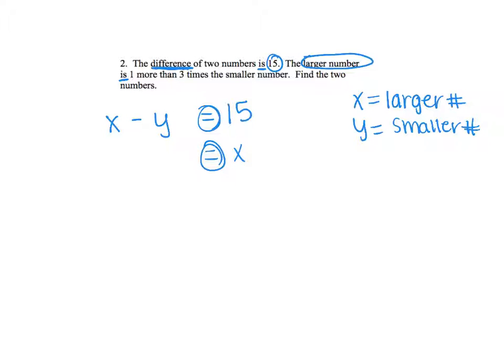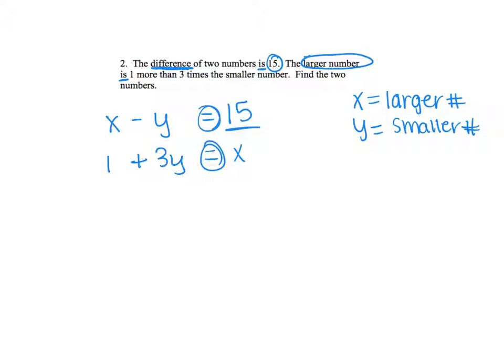Because if I did y minus x, so the smaller number minus the larger number, that would give me a negative, and we know that 15 isn't negative. Then it reads the larger number is, so x is 1 more than, so 1 plus 3 times the smaller number, which is 3y.